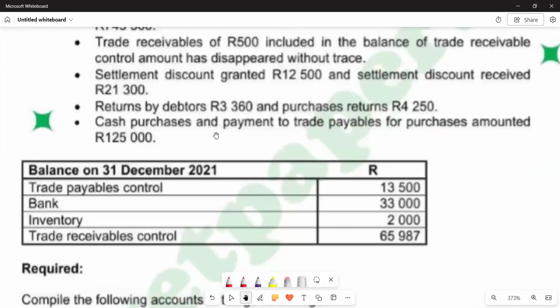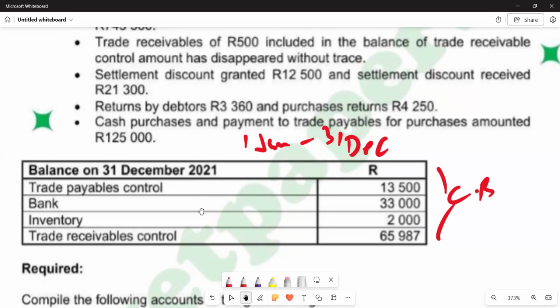At the end of the question, we are also given these balances, which are representing the closing balances on 31 December 2021. So what does it mean? It means our year is starting on 1 January to 31 December. Very important to take note.